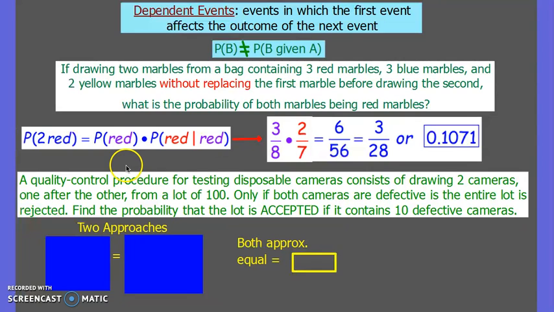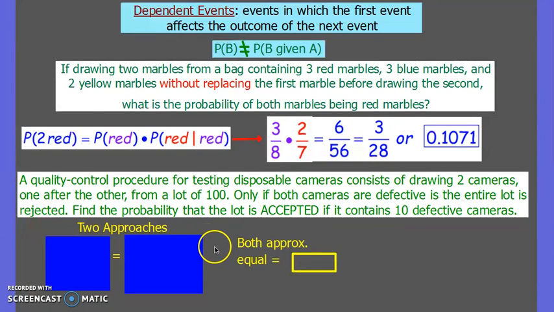Again, in the real world, where could you use this? Well, how about quality control? A quality control procedure for testing disposable cameras consists of drawing 2 cameras, one after the other, from a lot of 100. Only if both cameras are defective is the entire lot rejected. Well, we want to find the probability that we accept the lot, the probability that we have a good lot of cameras, which basically means the probability that they're not defective, the probability they're not rejected.